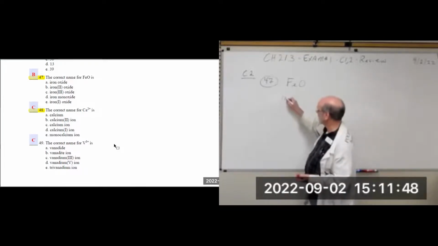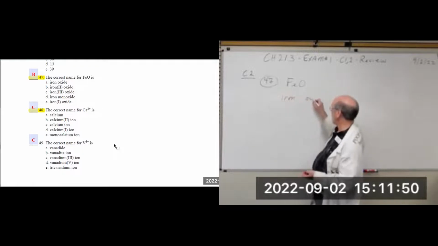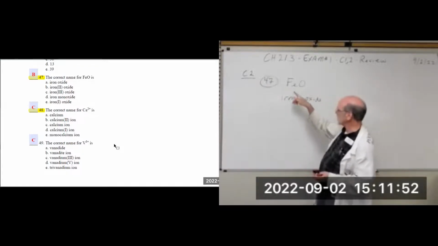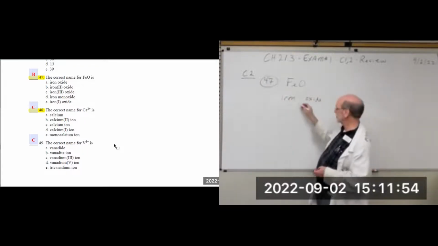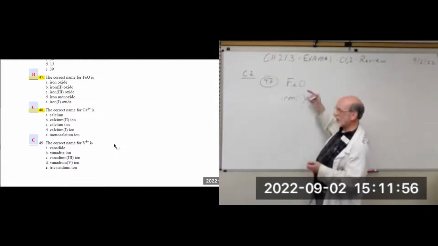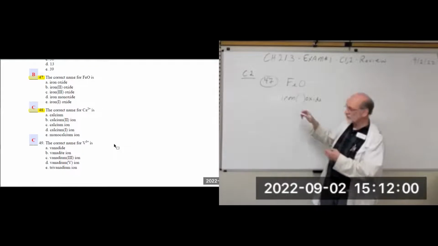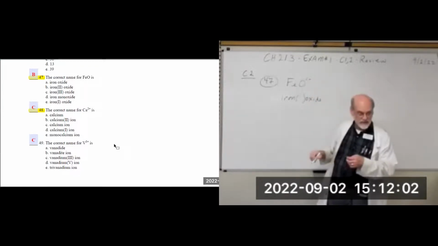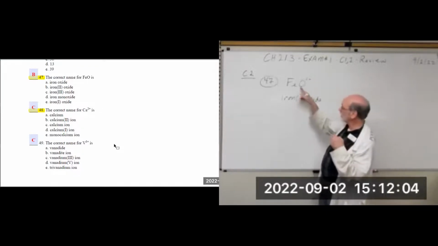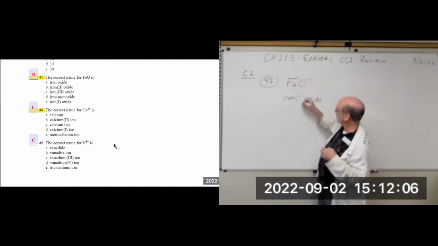So we're going to have iron, and then oxide. And then we say, what is the charge on the iron? Well, oxygen is always what? In these ionic compounds, it's a 2- charge. So that means this one iron has to be a 2 plus.